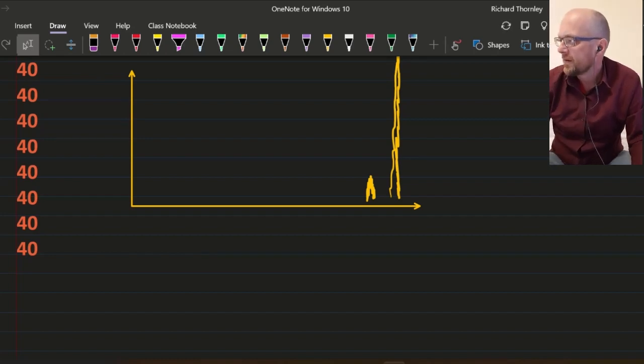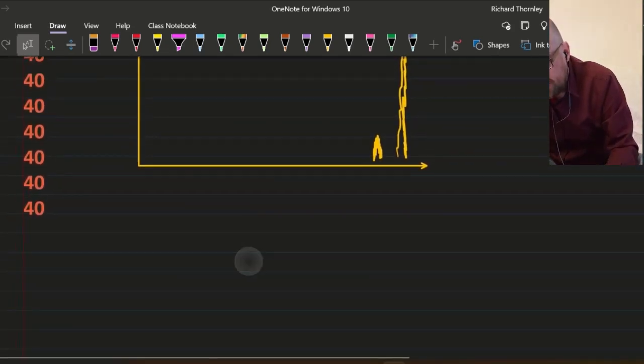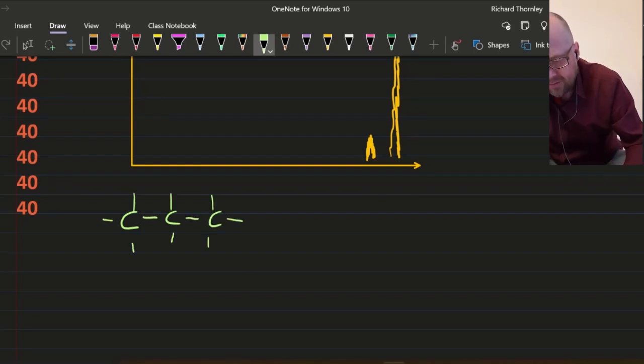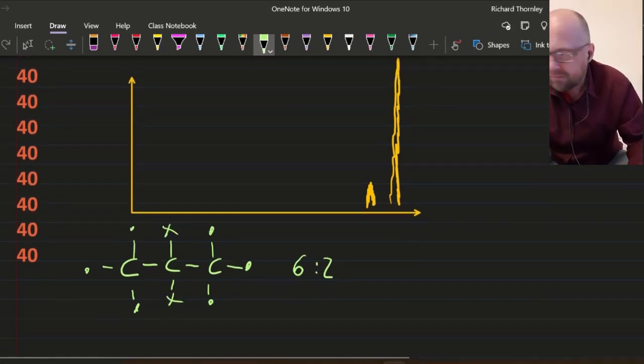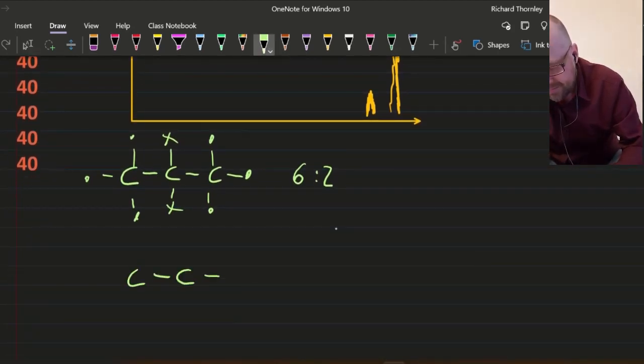H1 NMR. So I've got 2 peaks, which means I've got 2 sorts of hydrogen environments. Well, let's have a look. Propane. So propane has 2 hydrogen environments, and the ratio is going to be 6 of these, 1, 2, 3, 4, 5, 6 to 2 of those. So it's a 6 to 2 ratio. Maybe. Propanone. So for propanone, I've only got 1 hydrogen environment. All of those hydrogens are identical, so that should be 1 peak. So it's not that one.